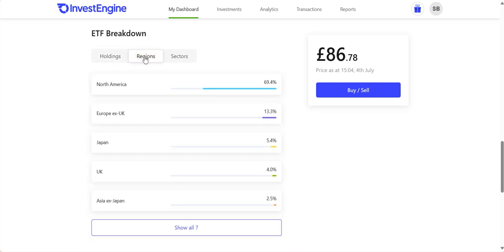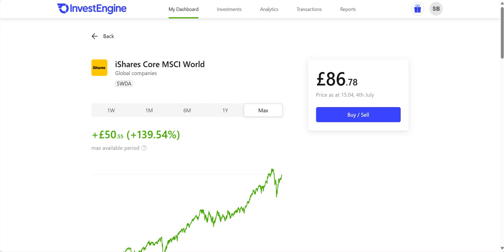And then we've got the regions. That's 69% in North America. That's quite high. I don't think I've seen one that high. Europe, 13.3%. So look at sectors. Industrial, 25.5%. Tech, 20.3%. Financial, 17.1%. And consumer, 8.8%. Okay, let's look at the next one.